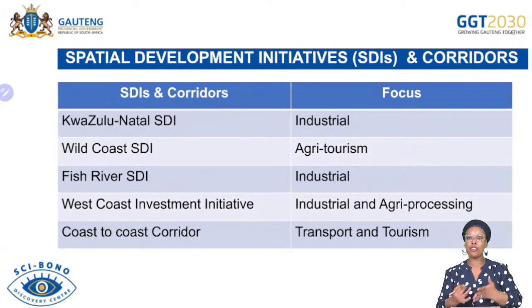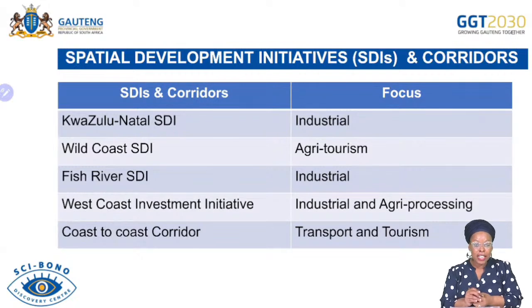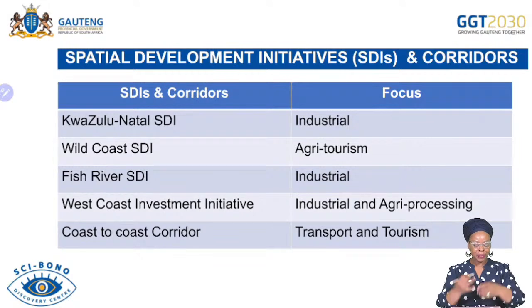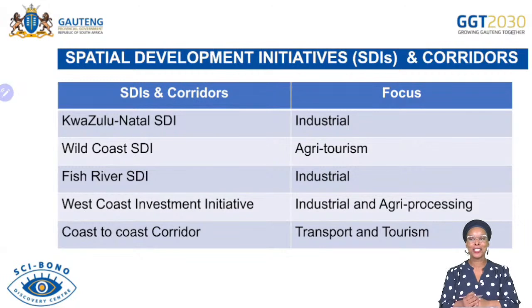I promised to give you even the focus of each. We have KwaZulu-Natal SDI. It focuses on manufacturing, which is industrial. We also have the Wild Coast SDI, which focuses on agriculture and tourism. We have the Fish River SDI, which focuses on manufacturing, which is industrial. We have the West Coast Investment Initiative. It focuses on industrial and agri-processing, the processing of agricultural produce. We have Coast to Coast Corridor. It focuses on transport and tourism.